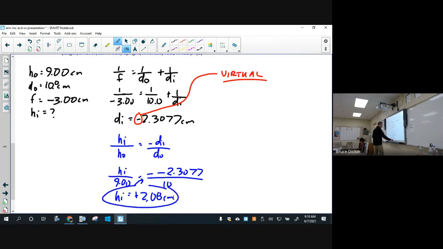And then the fact that it's positive tells me that it's upright. And look, we're already given the height of the object is 9, and the height of the image is 2. So clearly it's going to be smaller. 2 as opposed to 9.